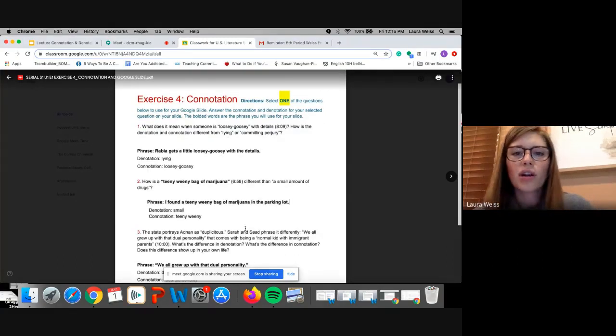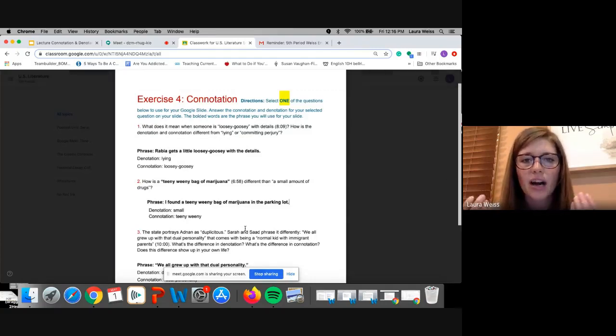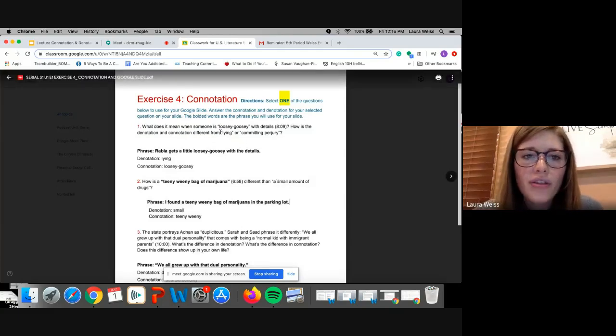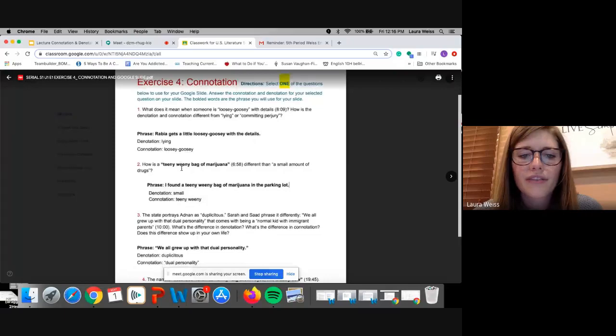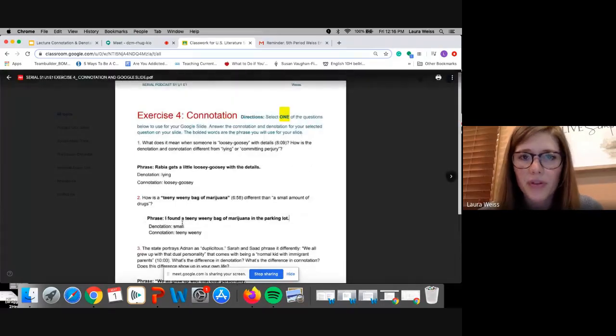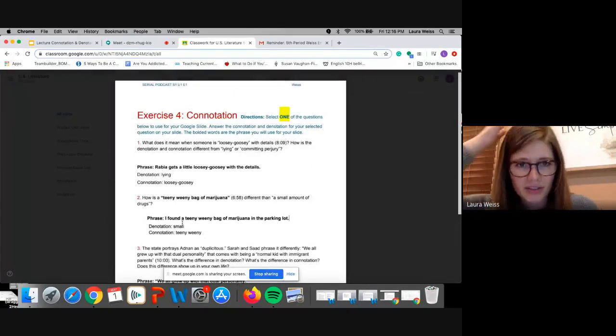So if you're kind of zoning out, now would be a really good time to come back to me and redirect yourself, because I'm going to go over your homework right now, okay? If you want to take some notes, this is where it could get a little confusing. On this worksheet, exercise 4, connotation, I have 4 different phrases from Serial, episode 1, okay? I have 4 different phrases.